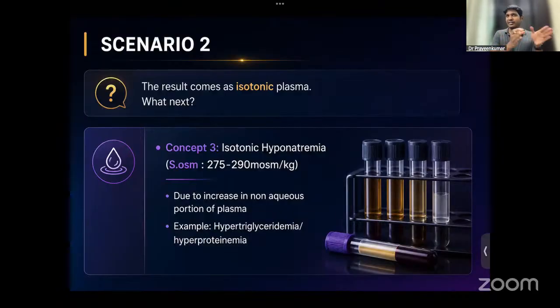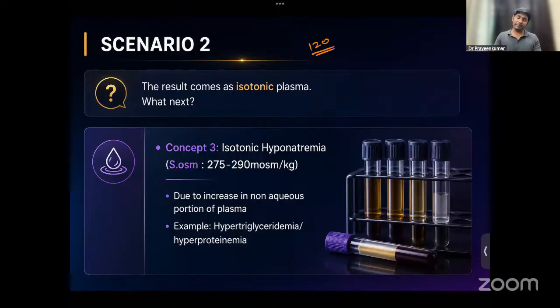So you expected the tonicity to be low. In the first scenario, you got high tonicity. In the second scenario, you get isotonic plasma. So what is this isotonic plasma? You measure the tonicity, and tonicity is normal. Your sodium is again 120 here. Okay, your sodium is 120.